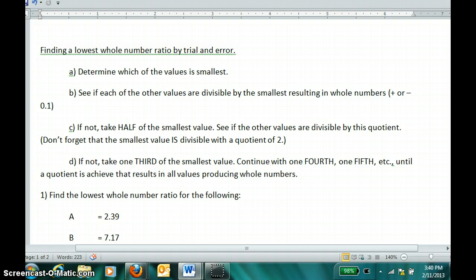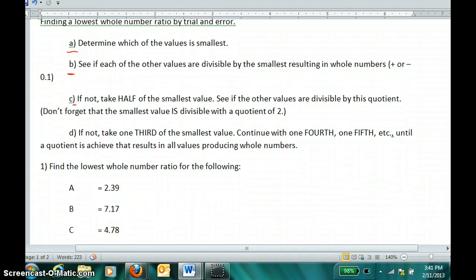And you don't have to be a mathematical genius to know how to find a lowest whole number ratio. As a matter of fact, you can do it by trial and error if you follow these simple steps that I've outlined up here. And I will follow these steps on an example so that we can demonstrate how it's done. For instance, if I had this ratio of things, I had 2.39 of something called A to 7.17 of something called B to 4.78 of something called C. Clearly, these are not whole numbers, but I'd like to know the lowest whole number ratio between A, B, and C.